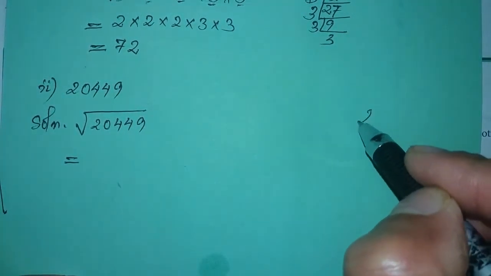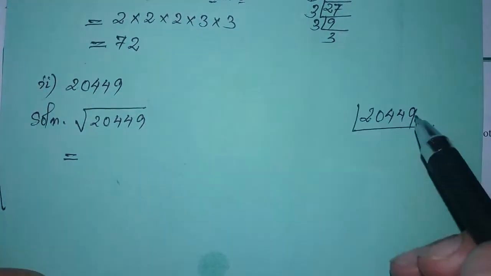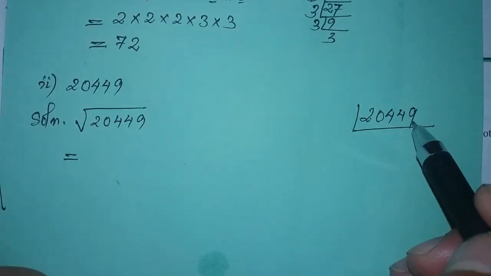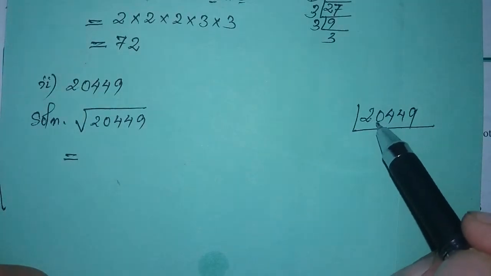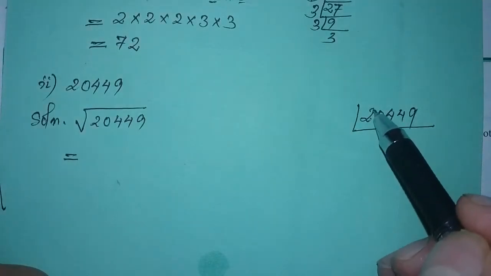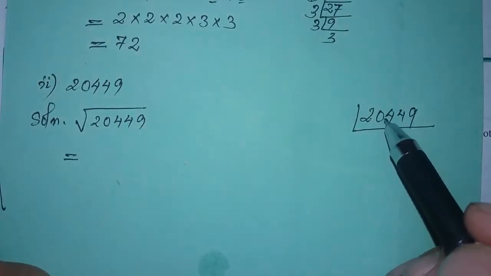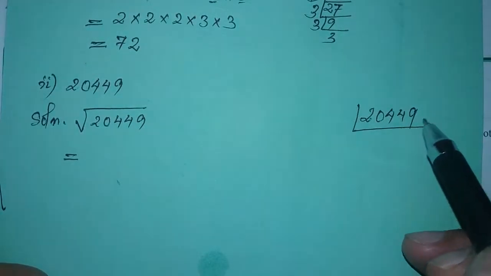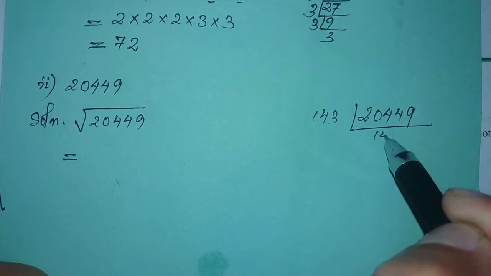20449. If you try to find the prime factors of 20449, here the last digit is 9, so it is not divisible by 2. And if we add the digits to check whether it is divisible by 3 or not: 4 plus 4 is 8, 9, 10, 19. We are getting 19, which is again not divisible by 3. So it is not divisible by any number other than 143. So this is 143 into 143.